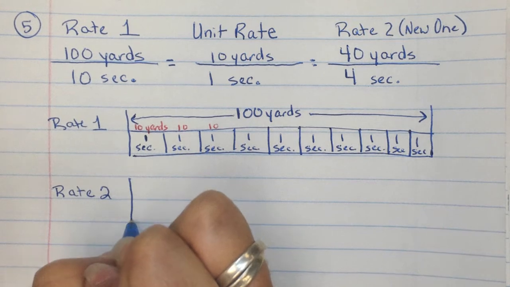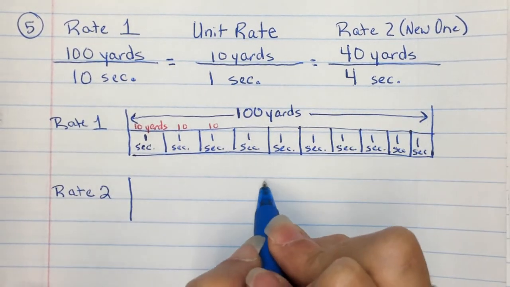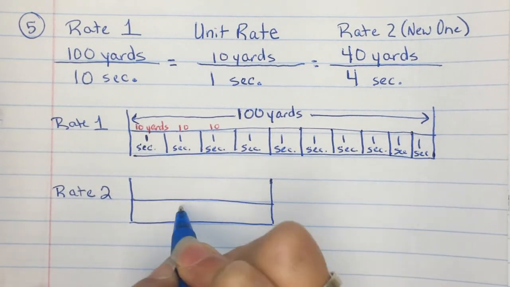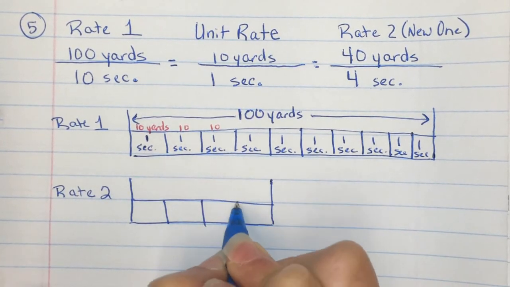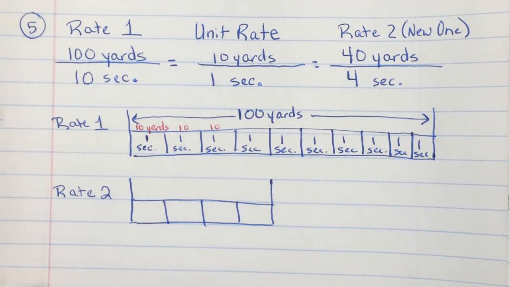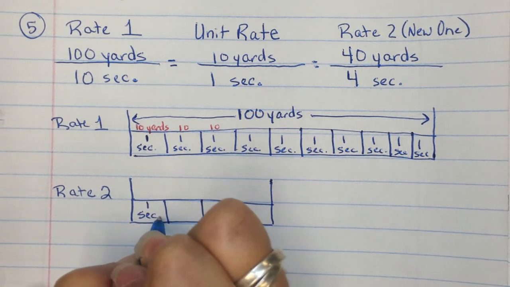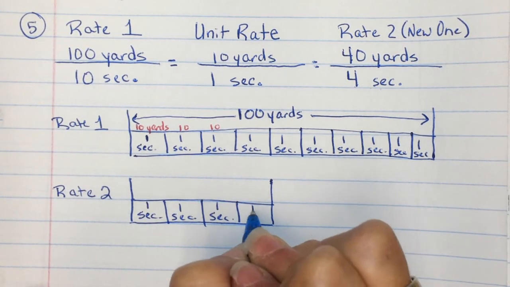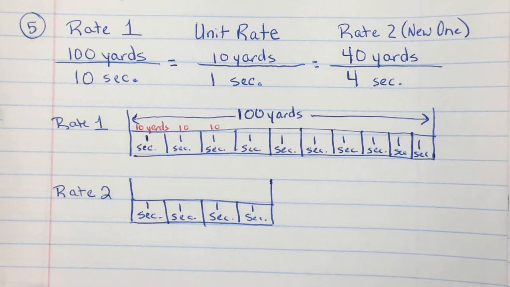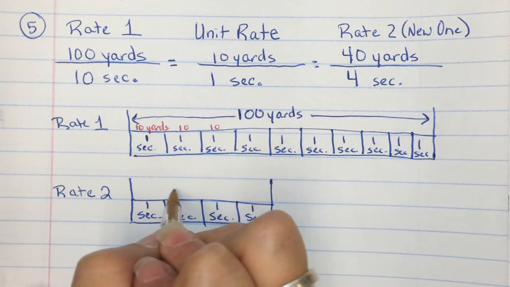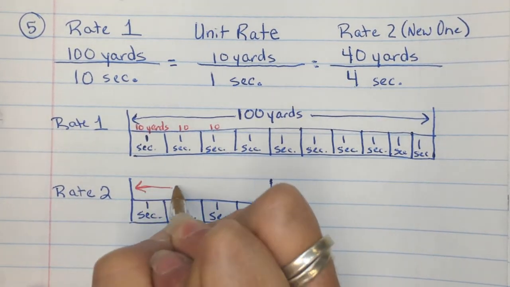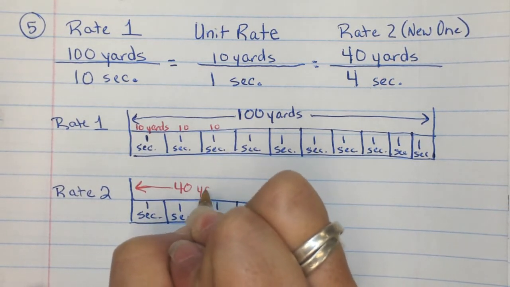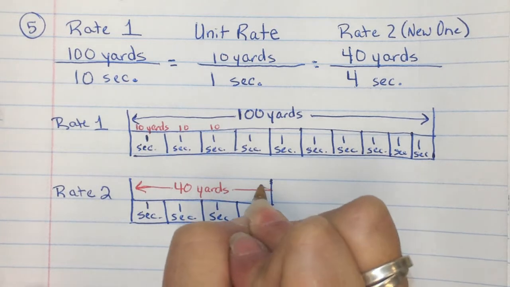That's just kind of what we need to be thinking about. So for rate 2, we need 4 seconds. So I'm going to go down to 4. I'm going to label it with my seconds on the bottom. So if each box is worth 10, then we know that the answer is 40. Okay.